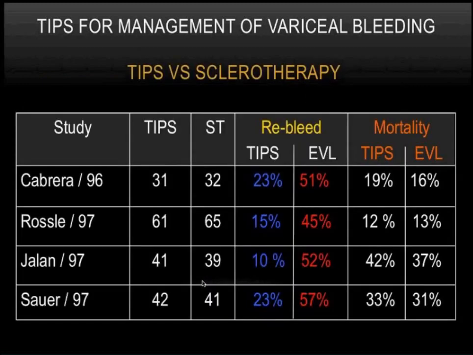What about if you compare TIPS versus sclerotherapy, endoscopic management versus TIPS? Of course, the TIPS is going to significantly decrease the rebleed rate when you compare it to sclerotherapy, but the mortality rate is the same. So again, the TIPS does not increase survival, but significantly decreases the chance of bleeding.